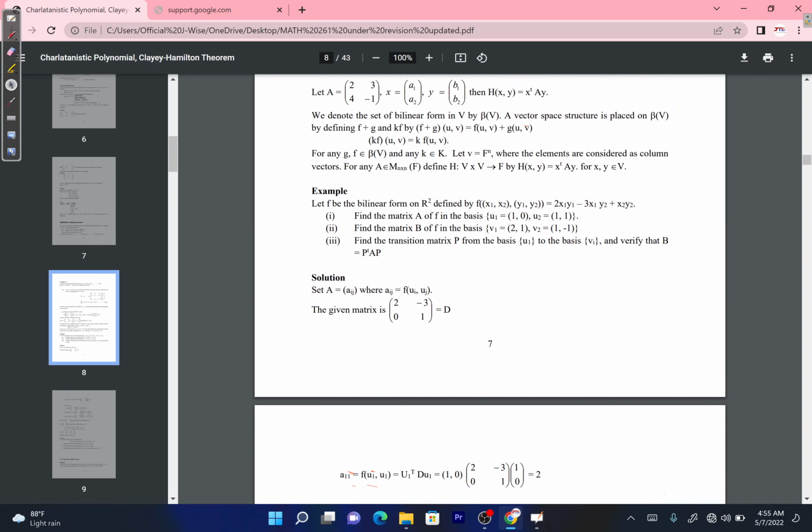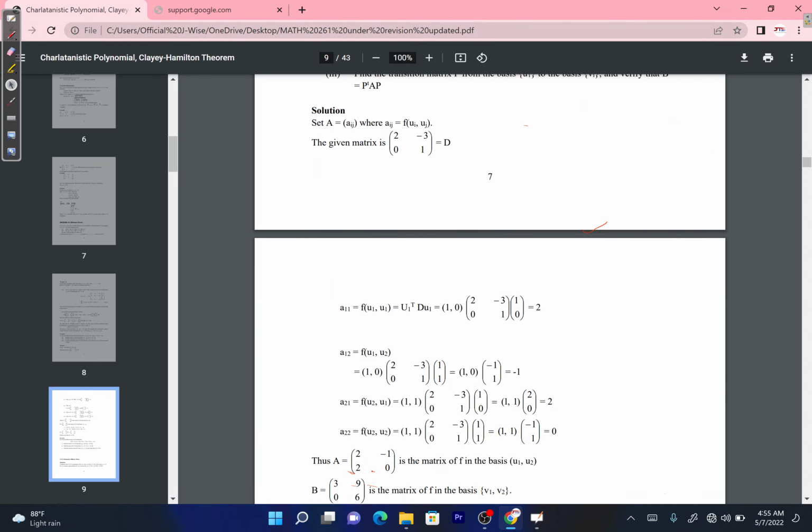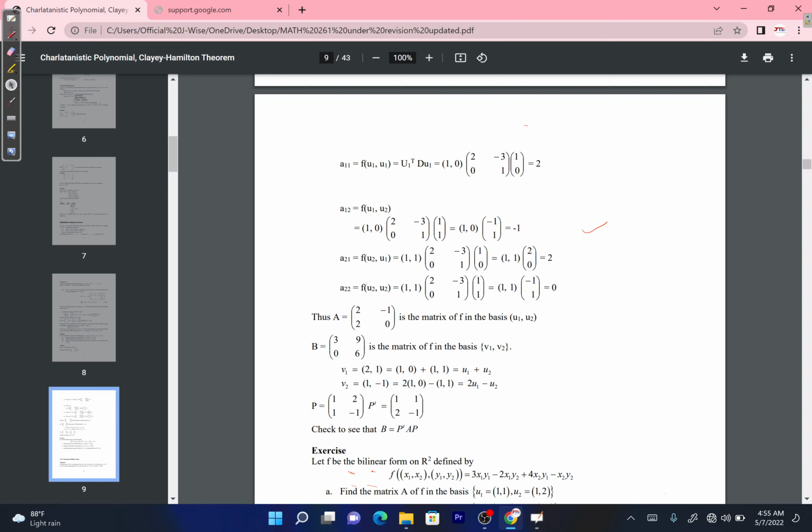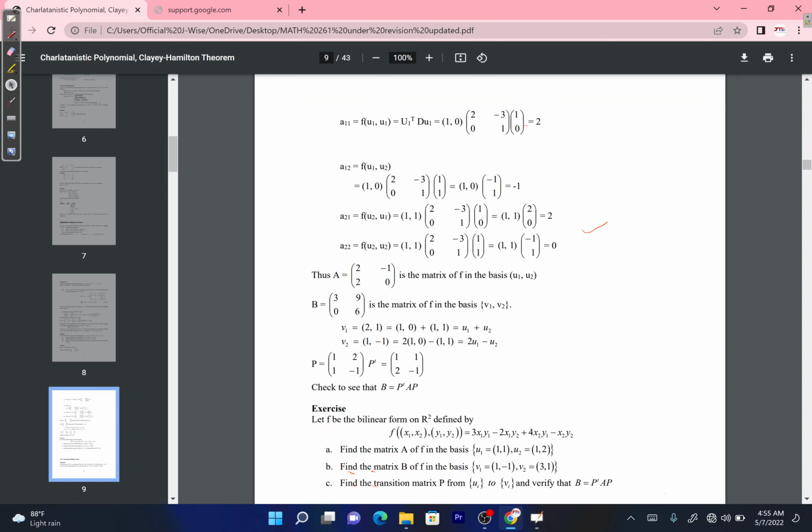So we are to find our matrix B of F in the basis V1 and V2. Now let's form matrix B. You can let B be equal to B11, B12, B21, and B22. Then you solve for the unknowns. So you go through the whole process again.